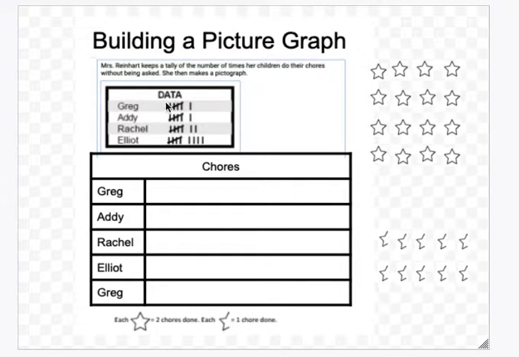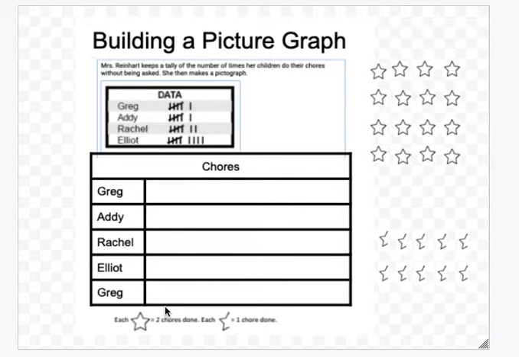Now we see, Greg, there's 5 there. If there's a diagonal tally, that's 4 up and down, and then 1 diagonal, that's 5. That just makes it easier to count and organize. So Greg did 6, Addie did 6, Rachel did 7, Elliot did 9. So what we're going to do, we're going to transfer this data into a picture graph, or a pictograph.